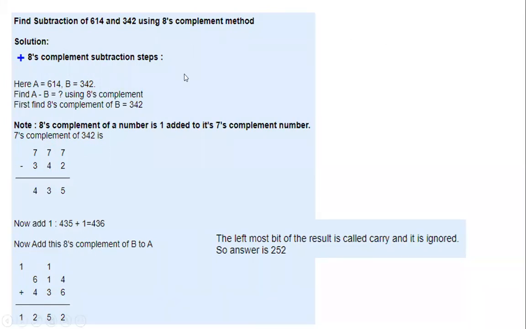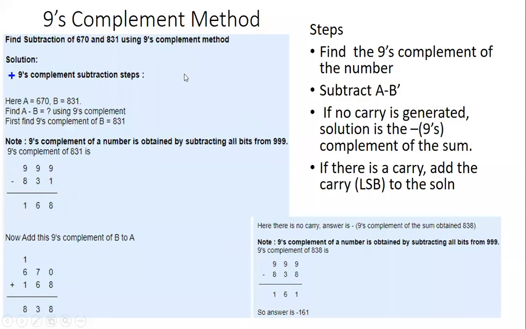Next we'll see the 9's complement method. 9's complement and 10's complement are used for decimal. Again, it is the same process that you have to follow in decimal. 9's complement. A is 670, B is 831. So what do you have to do?